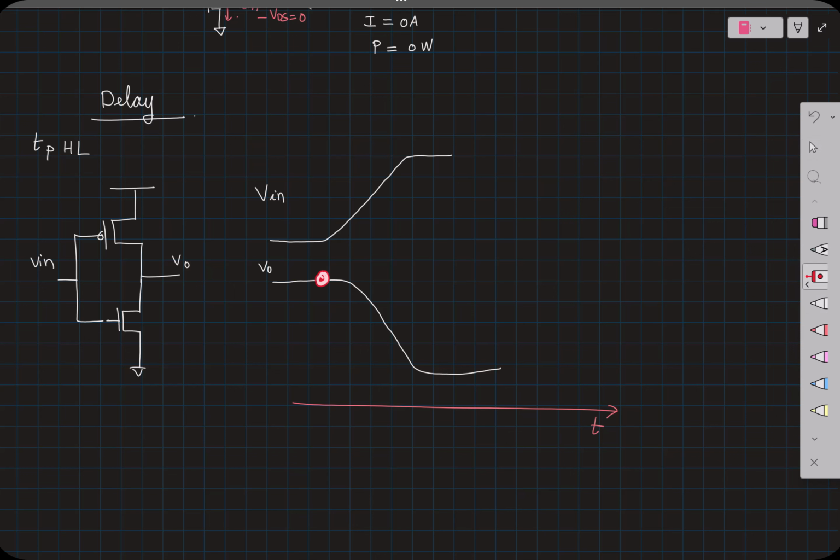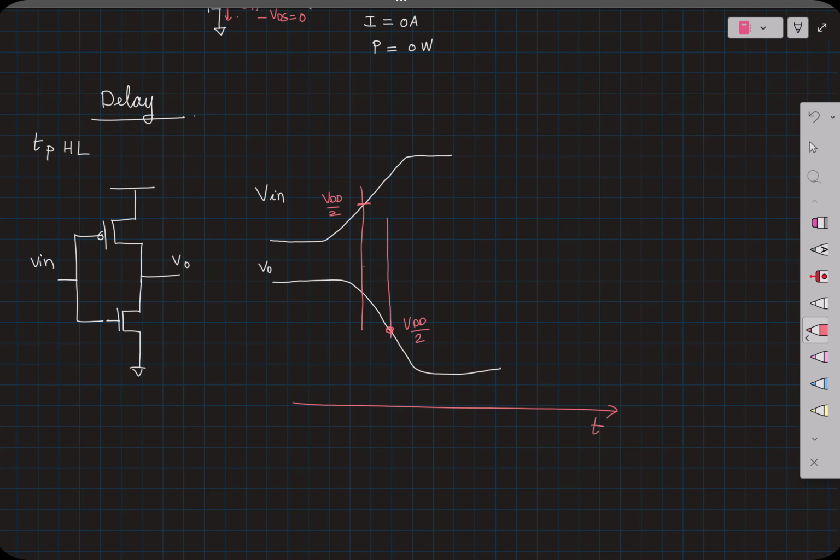Right? How do I define my TPHL now? From what point to what point? 50%, right? So I look at the point when your input crosses VDD by 2 to where the output is crossing VDD by 2. And the time interval between them, this is what I will call my TPHL. Propagation delay of the inverter, high to low.